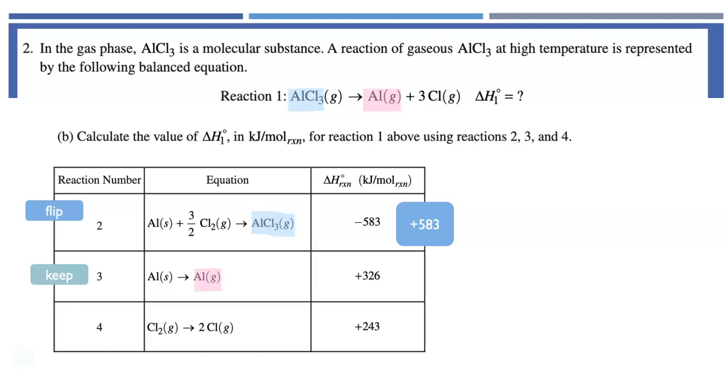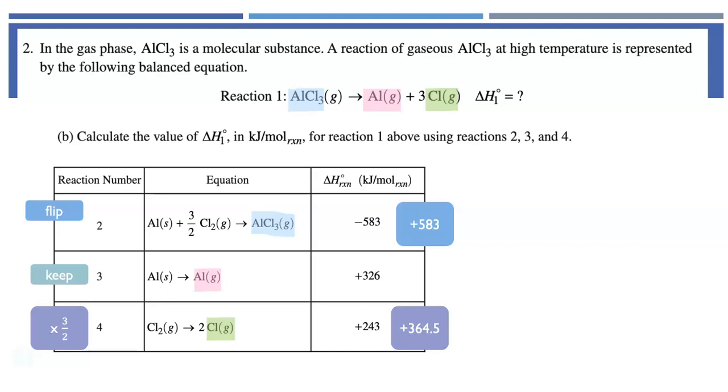And then my last product in reaction 1 is the chlorine atoms. And the reaction that's got chlorine atoms is reaction 4. Now, one thing I notice is that in the target reaction, reaction 1, the chlorine has a coefficient of 3. But in reaction 4, it's got a coefficient of 2. I do need everything to work out correctly, so that means I need to multiply all of reaction 4 by 3/2, or by 1.5 if you prefer. And when I do that to the equation, I also need to do that to delta H.